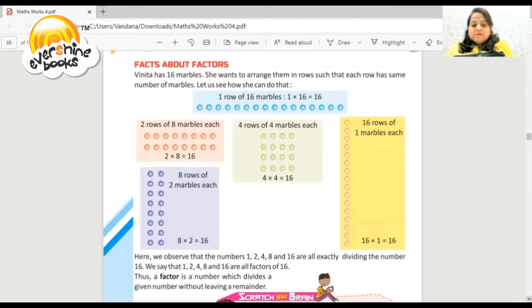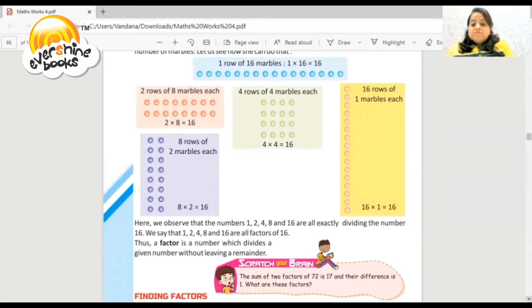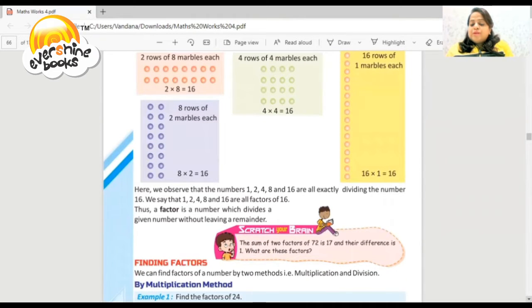So here we observe that the numbers 1, 2, 4, 8 and 16 are all exactly dividing the number 16. We say that 1, 2, 4, 8 and 16 are all factors of number 16. Thus, a factor is a number which divides a given number without leaving a remainder. It's very easy, students.